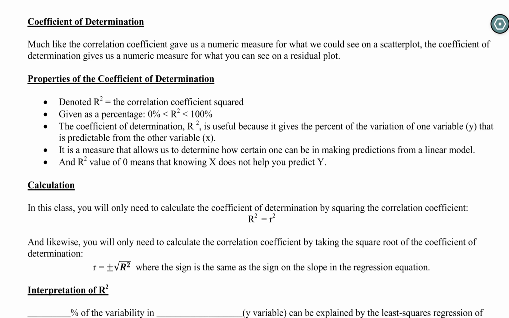It doesn't let us see there was something nonlinear going on or some sort of change in variation, some fanning, but it does give us one number to say basically how good is our line. So this coefficient of determination is denoted r squared, and it literally is our correlation coefficient, that little r, squared.